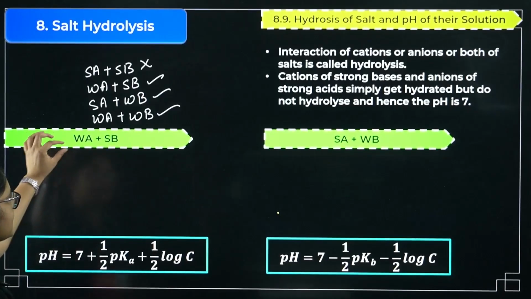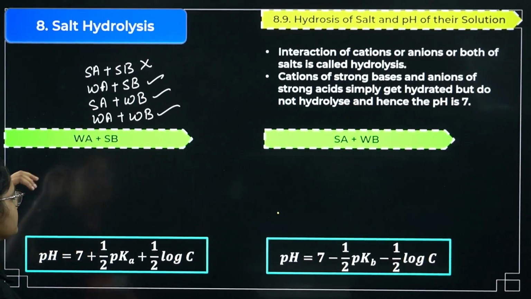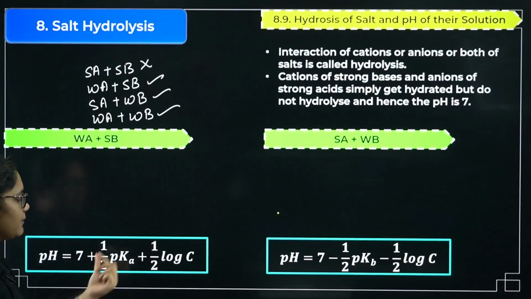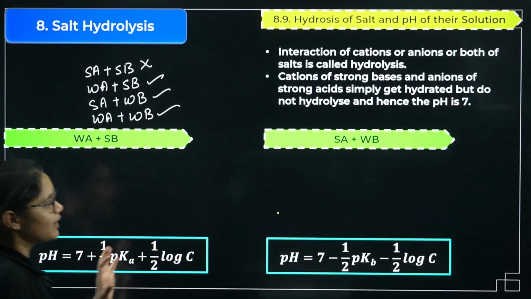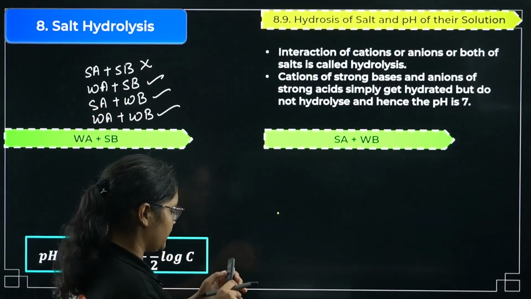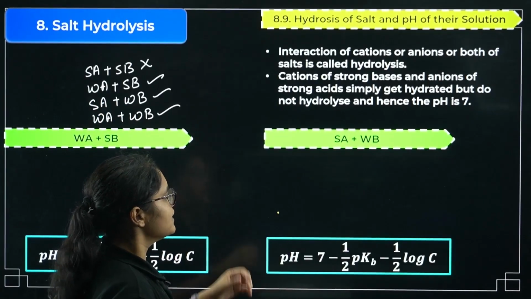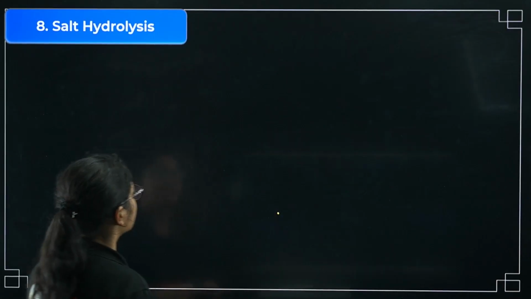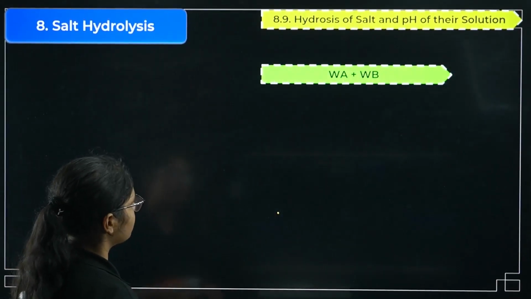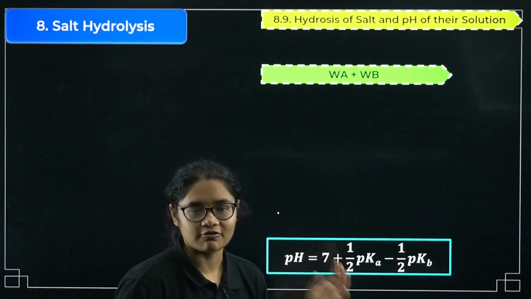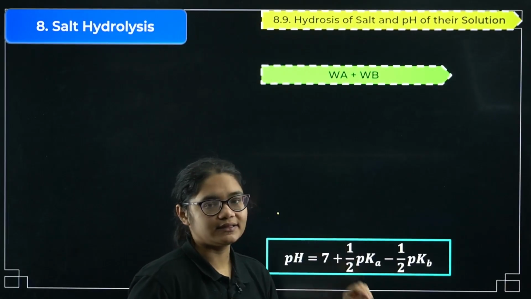So we have weak acid plus strong base. In that case, what is the pH of the solution? pH will be 7 plus half pKa plus half log C. Now if you have a salt of strong acid and weak base, then it will be 7 minus half pKb minus half log C. And then if you have a salt of weak acid and weak base, it will be 7 plus half pKa minus half pKb. So you have to understand these formulas.